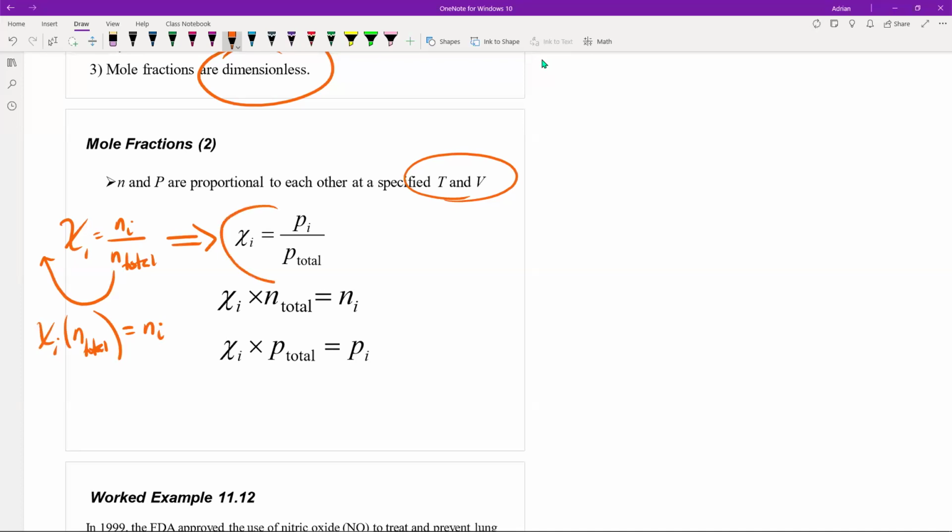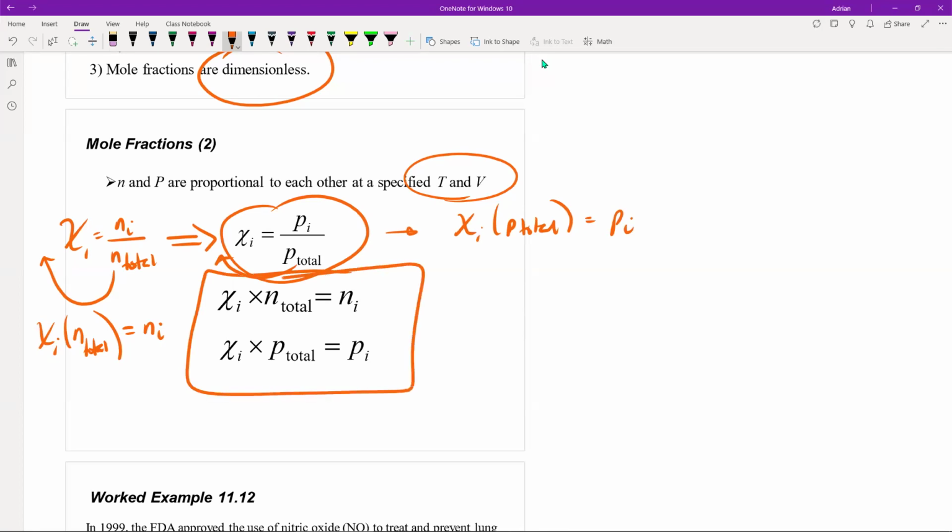And if I rearrange this equation in a similar way, if I multiply the total pressure by the mole fraction of I, I get the pressure of I. Okay, so these are going to be two important relationships that we can use.